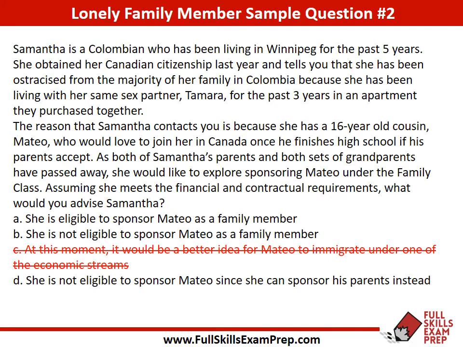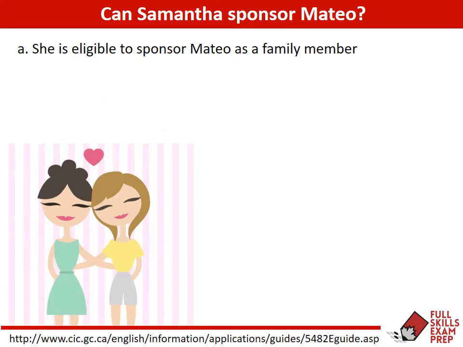So for those reasons, we know that C is incorrect. So let's jump ahead and take a look at A. Now A gives us a lot of information to explore as it relates to the other options presented to us. So A says she is eligible to sponsor Mateo as a family member.